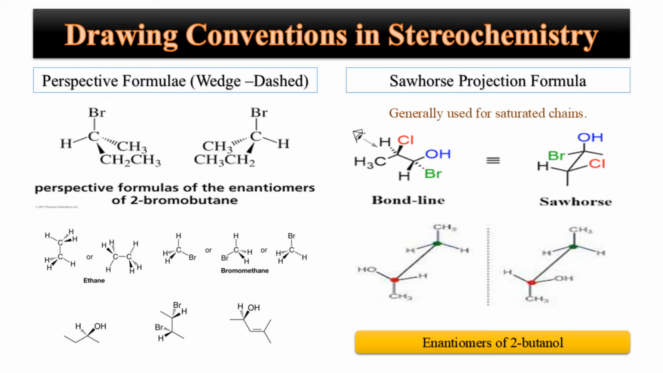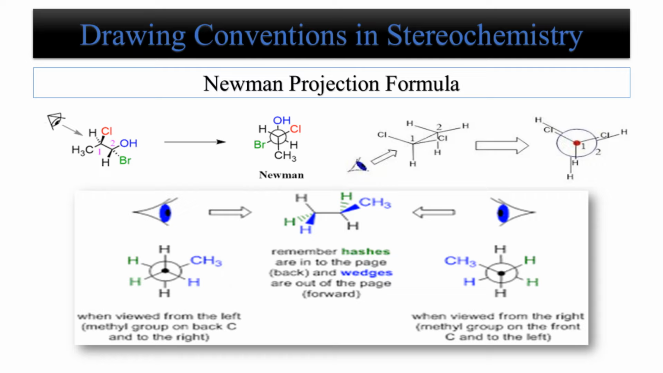Perspective and sawhorse projection formulas are used to represent three-dimensional structures of molecules. These conventions help in visualizing stereoisomers. Newman projection formula helps visualize the spatial arrangement of atoms in a molecule by looking down the bond axis. It uses hashes and wedges to indicate bond directions.